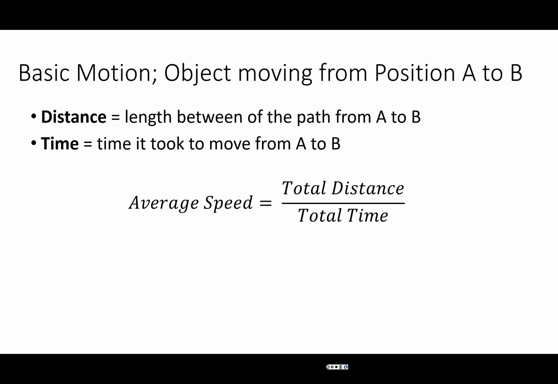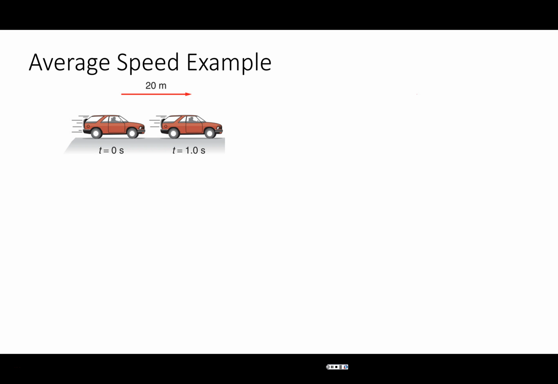The opposite of average would be instantaneous. If this guy's going fast, slow, fast, slow, we'd have to break up the segment, wouldn't we? There's ways to do that. But, all right, red car.